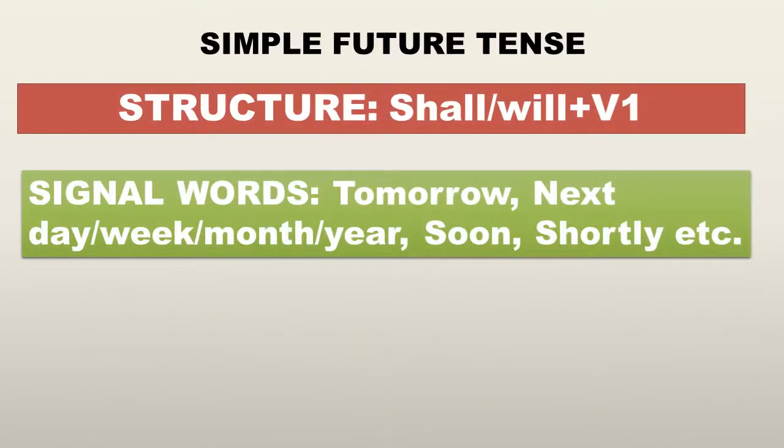Simple future tense is used to express an action that is likely to take place in future. It is also used to express the speaker's assumption about the future. When we say sentences like "I think they will come," this is an assumption. In such instances, we use simple future tense.